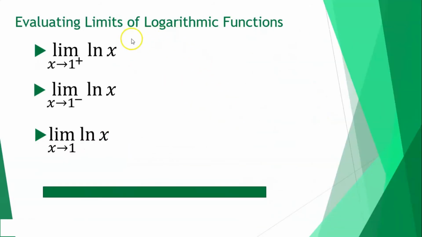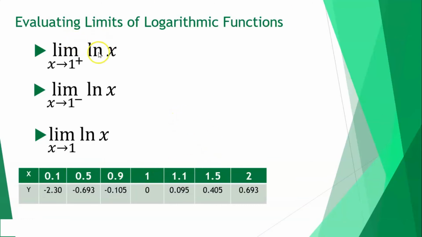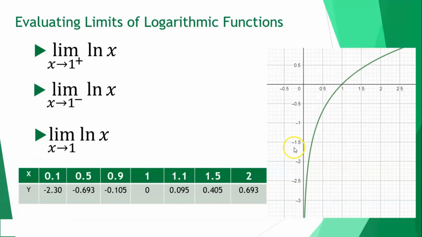Okay, this one. Evaluating limits of logarithmic functions. Now given this, substituting x with these values here, we will obtain this. So this is natural logarithm of 0.1, natural log of 0.5, you'll get this. Natural log of 1, you'll get this, and so on. Graphing this will be its graph. This is the graph of the natural log of x.